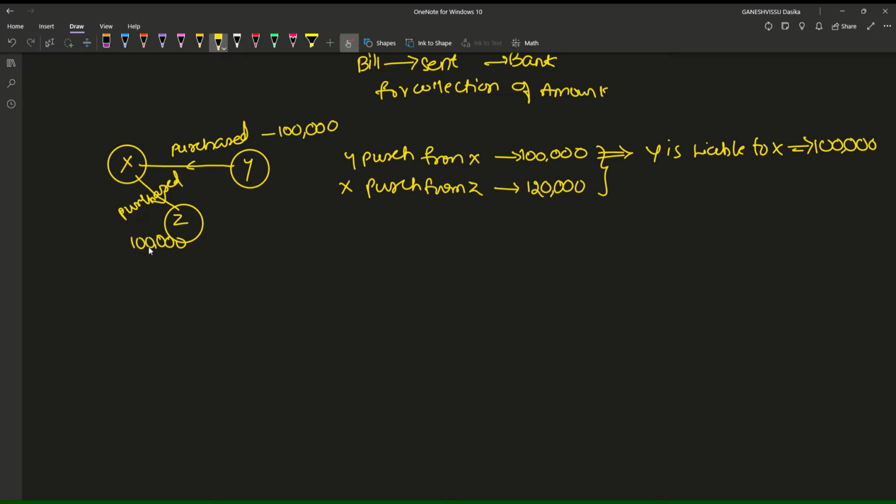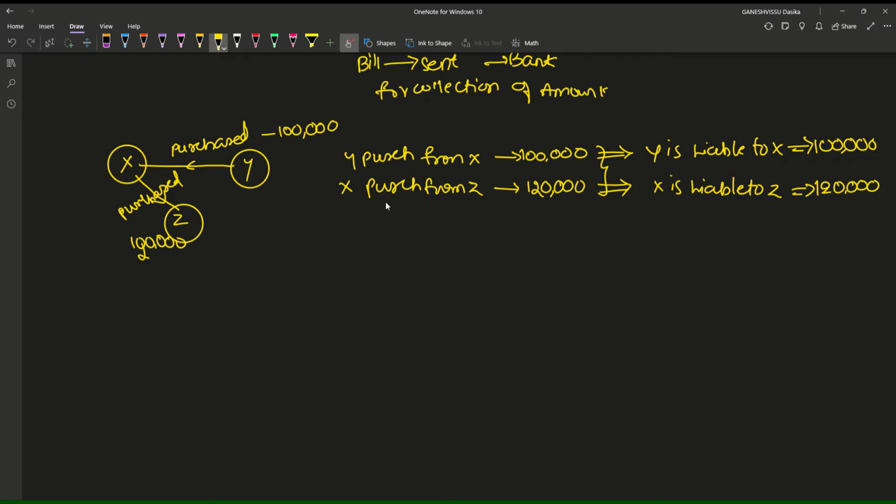Let us suppose X purchased goods from Z for rupees 1,20,000. This implies X is liable to Z by rupees 1,20,000. This is what we can say from this transaction.